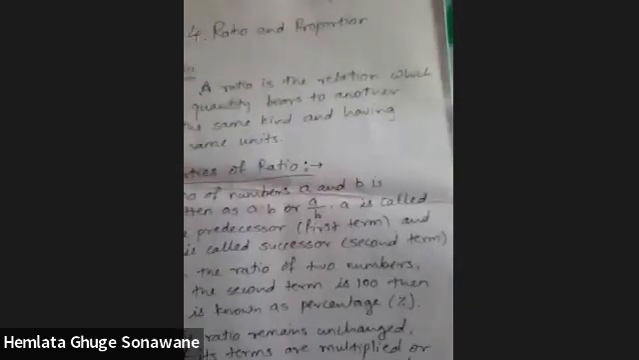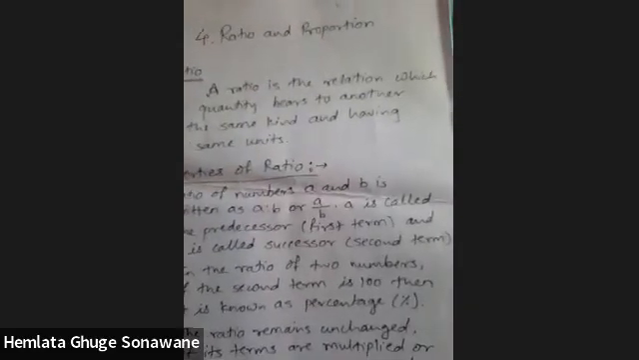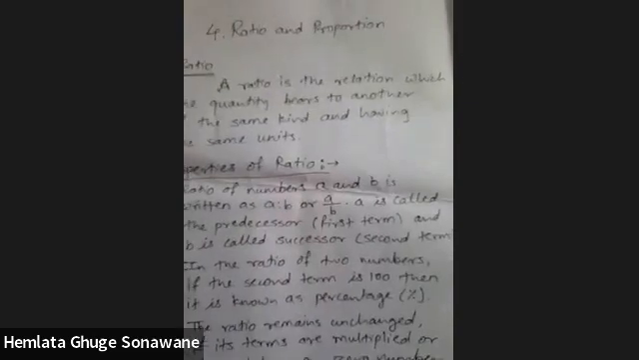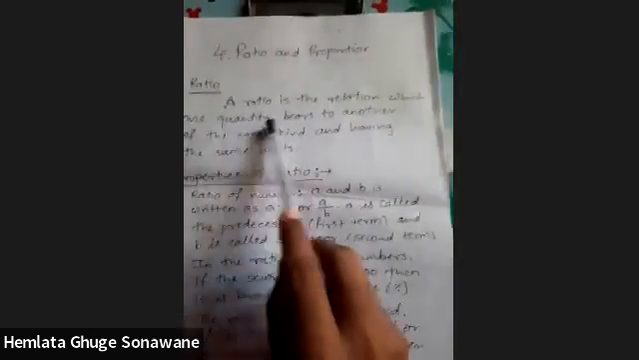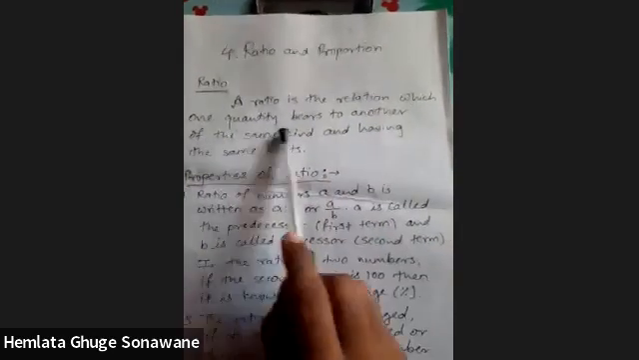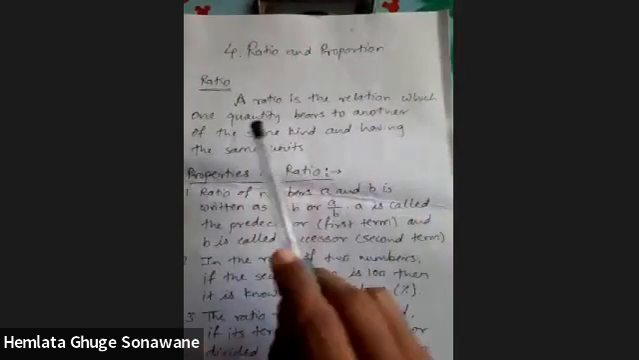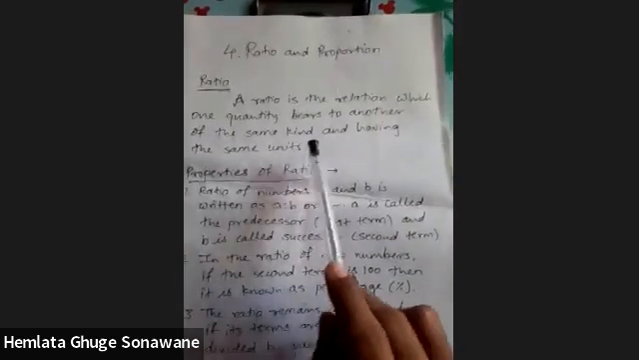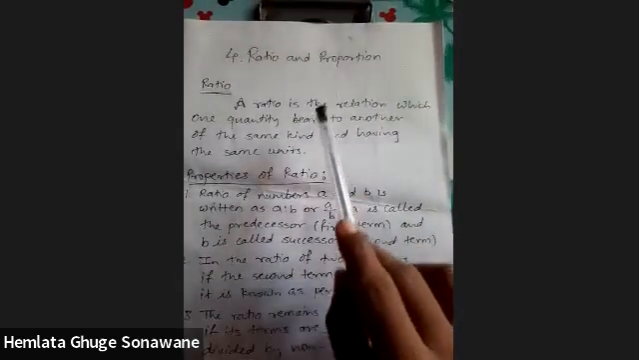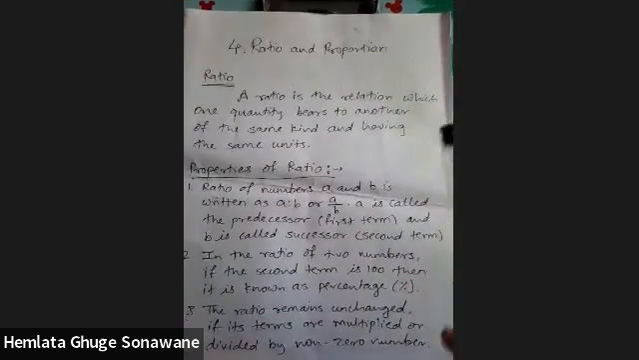Then we'll solve a few examples of problem set 4. First of all, what is a ratio? A ratio is the relation which one quantity bears to another of the same kind and having the same unit. Okay, this is the definition of ratio.